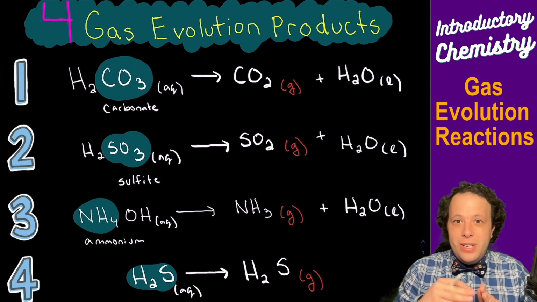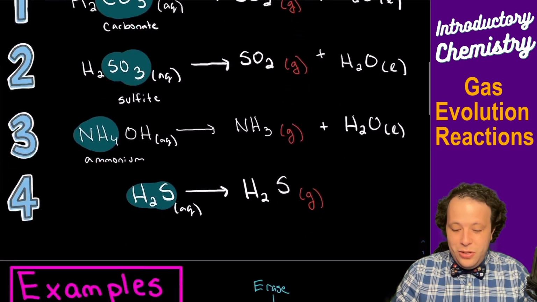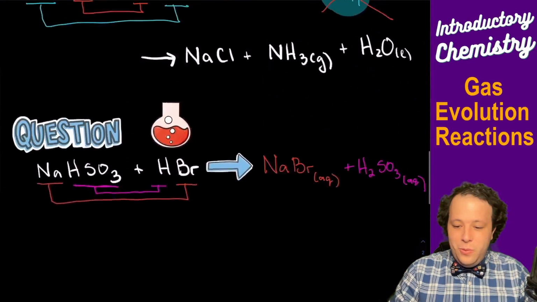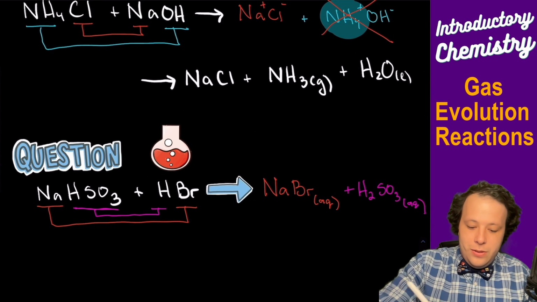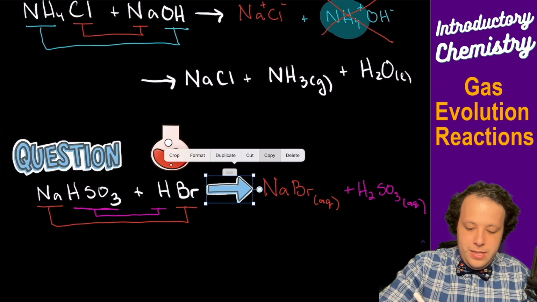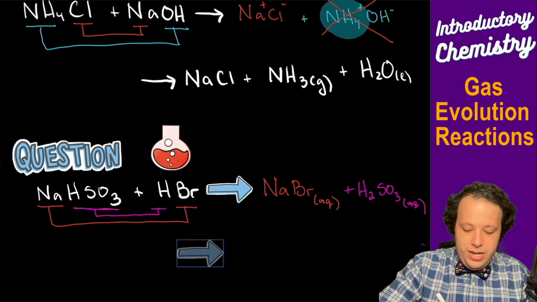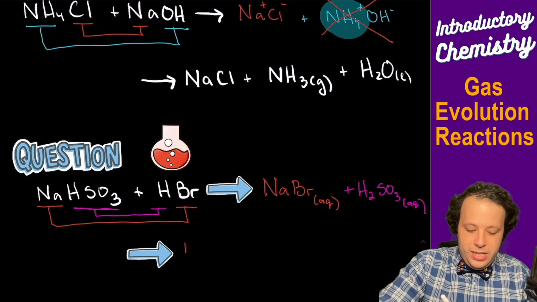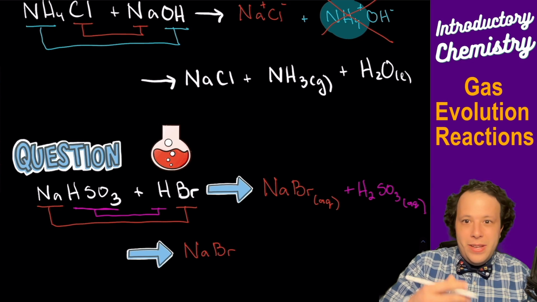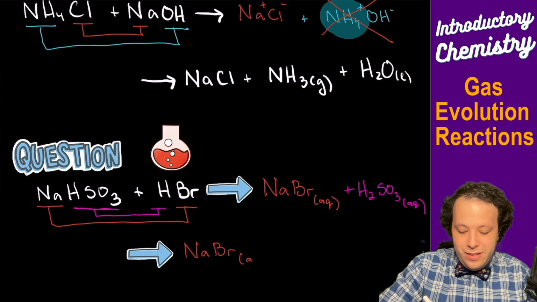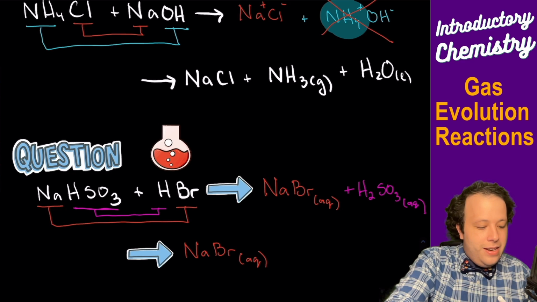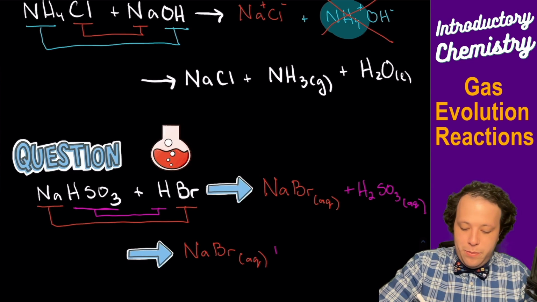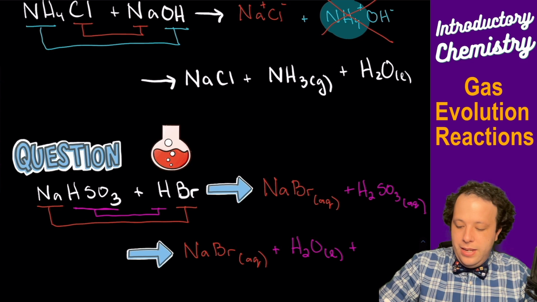So H2SO3 is going to break down into SO2 and water. Why don't we write that down? With that, this is going to further break into more products, so we'll rewrite our products. The first thing is NaBr. Alkali metals are always soluble. That's part of our ANA abbreviation. And then H2SO3 is going to break down into H2O as water, and then SO2 as a gas.